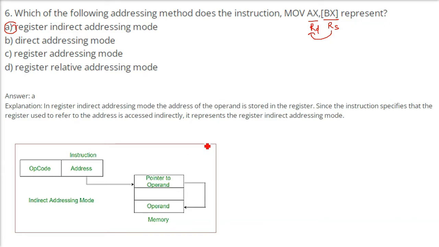In the register indirect addressing mode, the address of the operand, that is, on which the opcode is going to operate, is stored in the register. And since the instruction specifies that the register used to refer to the address is accessed indirectly, that is why it represents the register indirect addressing mode. So we have register indirect addressing mode and direct addressing mode also, which you see as option B. So let us just see here. This is the opcode. This is the indirect addressing mode. That is, you won't have the data, right? You will have the address of the data.